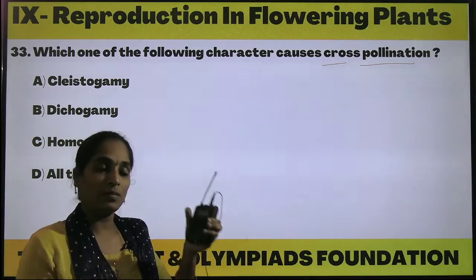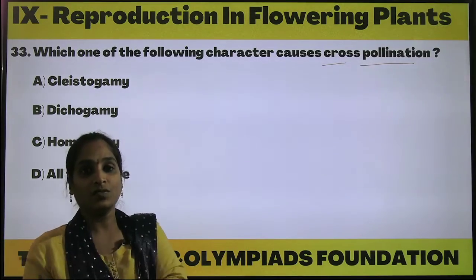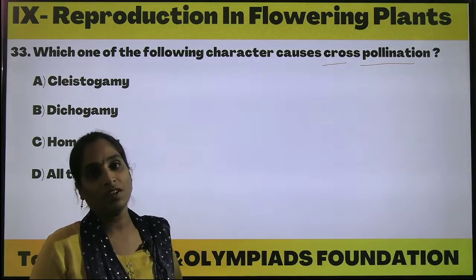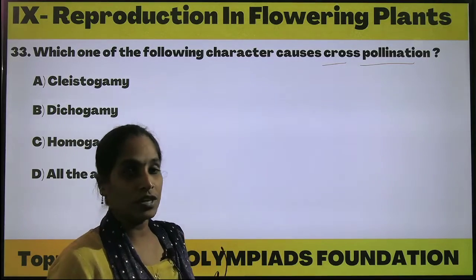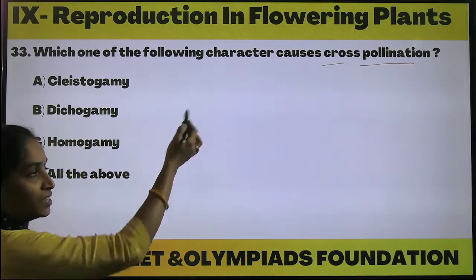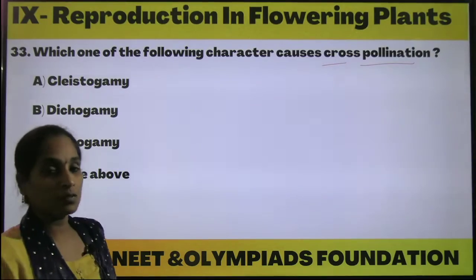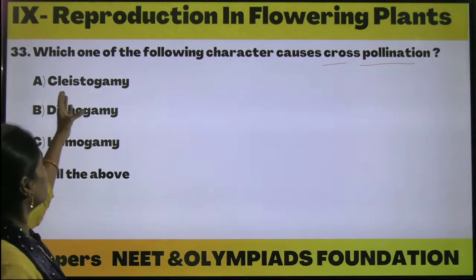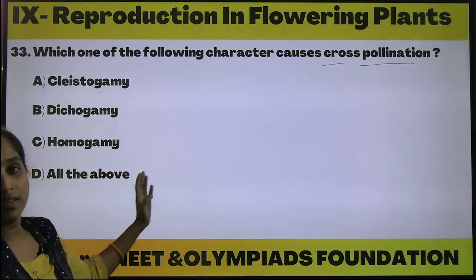Okay, so some of the plants have unisexual flowers. So the male flower transfers the pollen grains into the female flower. Then we can observe the female flower develops the fruit. In the same species or in different species also we can observe this. But here he is asking, what is the reason for cross-pollination? So what are cleistogamy, dichogamy, homogamy and all of these?